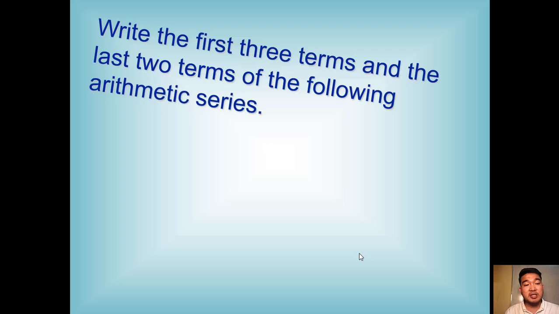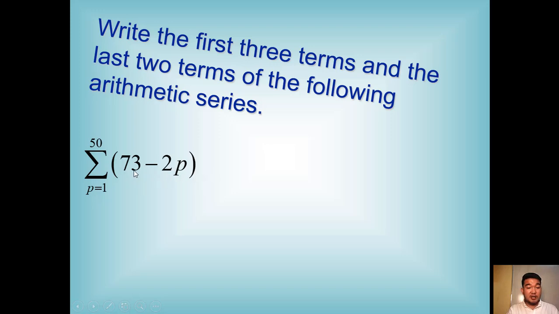Write the first 3 terms and the last 2 terms of the following arithmetic series. Suppose that we have the summation of the quantity 73 minus 2p as p goes from 1 to 50, meaning the value of p here is from 1 to 50: 1, 2, 3, 4 up to 50. So for you to get all the terms in this arithmetic series, in this arithmetic sequence, you have to substitute numbers 1 to 50 to this expression 73 minus 2p.